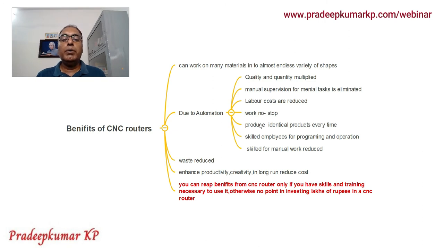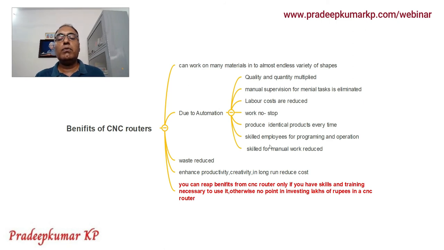Okay, and due to automation, quality and quantity are multiplied, and manual supervision for menial tasks is eliminated, so labor costs are reduced. It works non-stop, with no interruption in the work, and produces identical parts every time. If you give it the same program, it will create identical products only. So the repeatability will be the same.